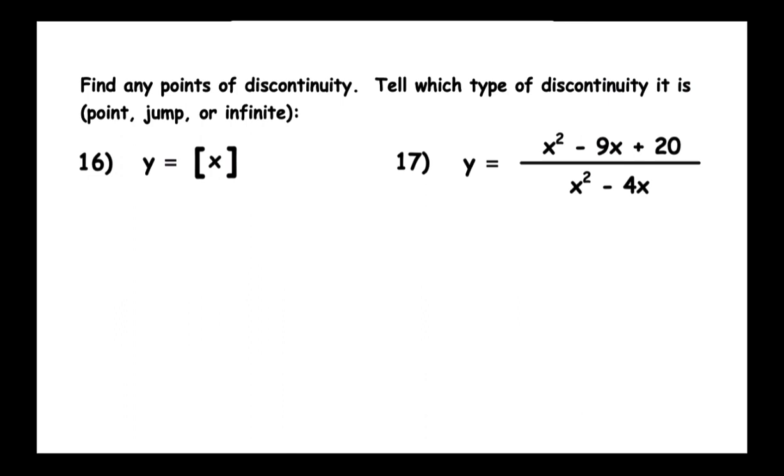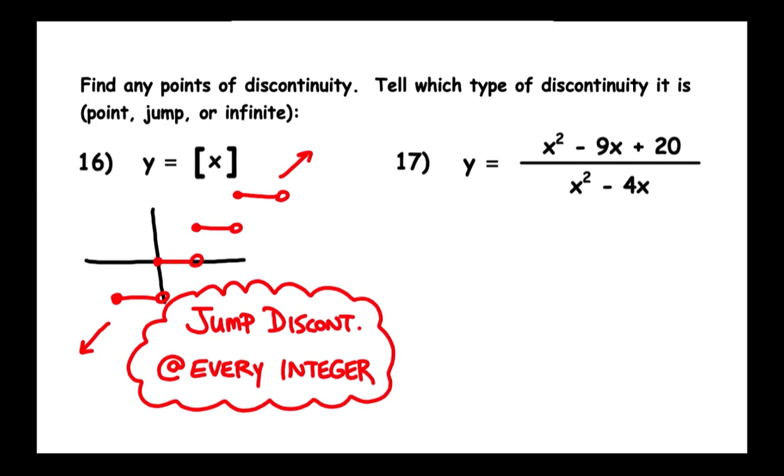Okay, number 16, we have y equals the greatest integer function with an x inside. We already know what this looks like. It looks like a series of stair steps. So here we can say that there is obviously jump discontinuity. And where does it occur? At each integer. And we want to say integer, not whole number, because the whole numbers don't include the negatives, so we want to include them as well. And of course, you may remember that the abbreviation for integers is the fancy Z with the double slash diagonal. So you can use that if you'd like as well.